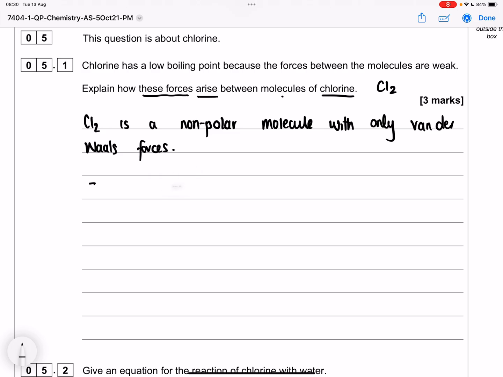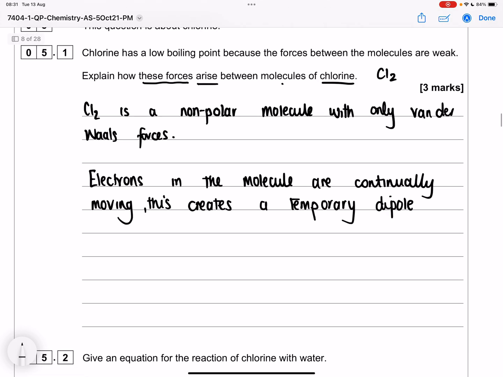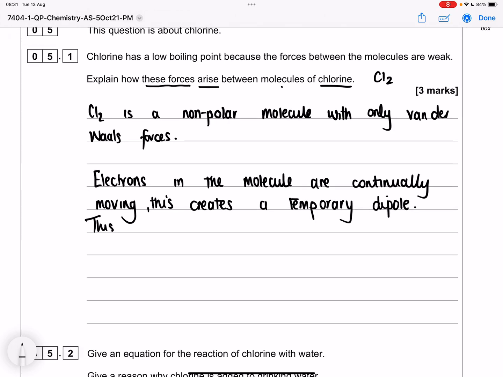So we have to appreciate that the electrons in the molecule are continually moving. This creates, at any one point, a temporary dipole. So they move, and at one point there's more of them on one side than at another side. It goes away again quite quickly, it's temporary. This temporary dipole, so now one side of the molecule is positive and the other is slightly negative, causes a dipole in a neighbouring molecule.